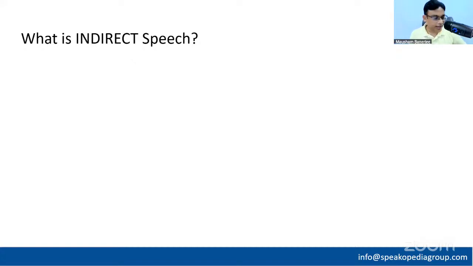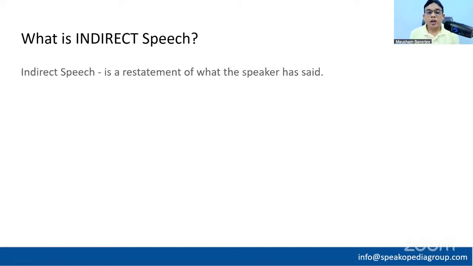Indirect speech. So what exactly is indirect speech? It is a restatement of what the speaker has said. So I reframe it in my own way and say it. That is indirect speech. I reframe the sentence and say it in my own words. This is the only difference between direct and indirect speech. In direct speech, I quote the other person word by word without any changes. In indirect speech, I say what the other person has said, but in my own words. Let's look at examples.